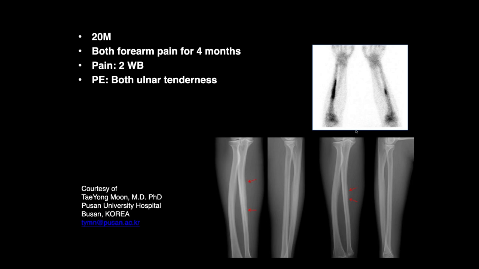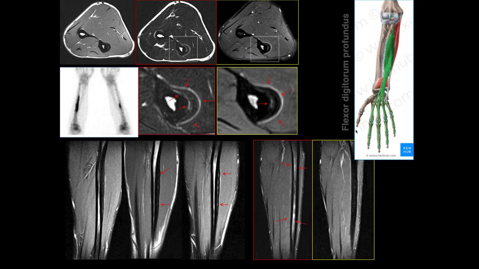20-year-old male, both forearm pain for 4 months. What's WB? That's a grading scale for the level of pain, moderate pain. Oh, okay. Both ulnar tenderness. On the first scan, a bone scan, we see increased radiotracer uptake in the bilateral ulna, left greater than right. On the radiographs, we can see some periosteal reaction. It looks pretty smooth, I believe.